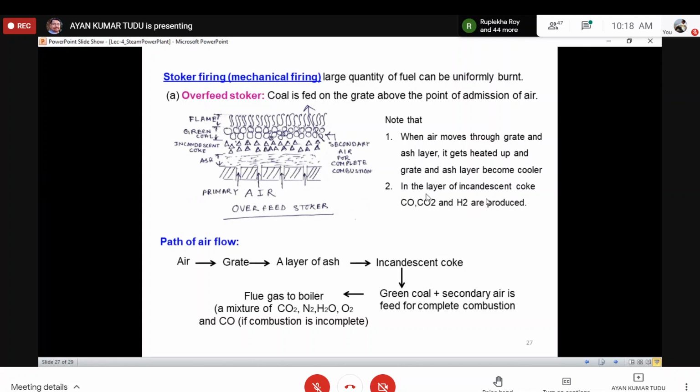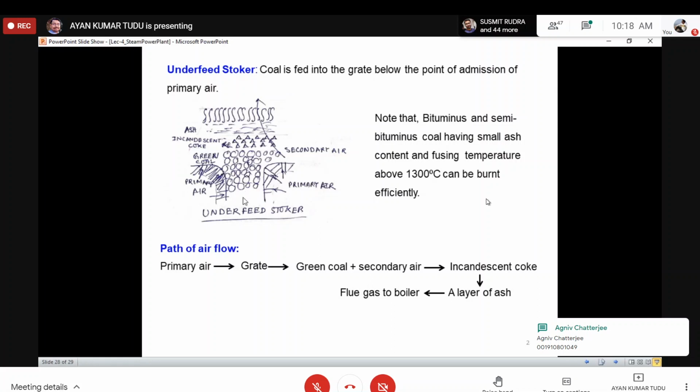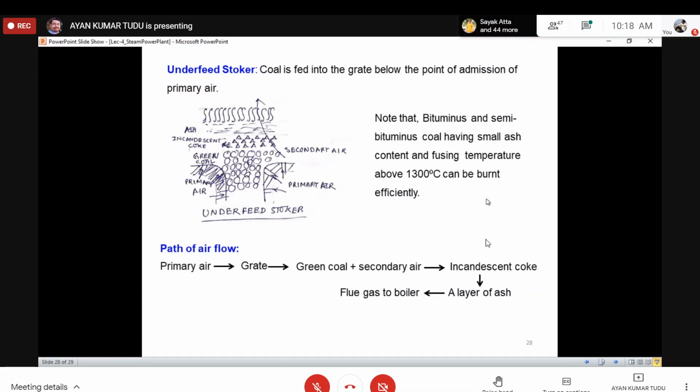Next, we have our underfeed stoker. As you can see, here the coal is fed into the grate below the point of admission of the primary air. Okay. So here is the coal here. It is below the point of admission of the primary air, and for this, bituminous and semi-bituminous coal having small S content and fusing temperature above 1300 degrees centigrade can be burnt efficiently in this underfeed stoker. Okay, so here, as you can see, the path of airflow.